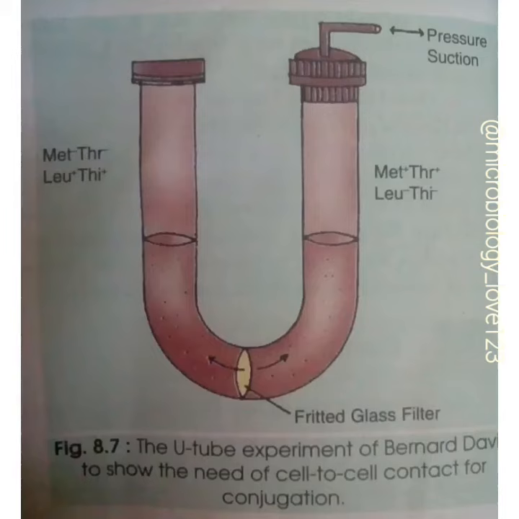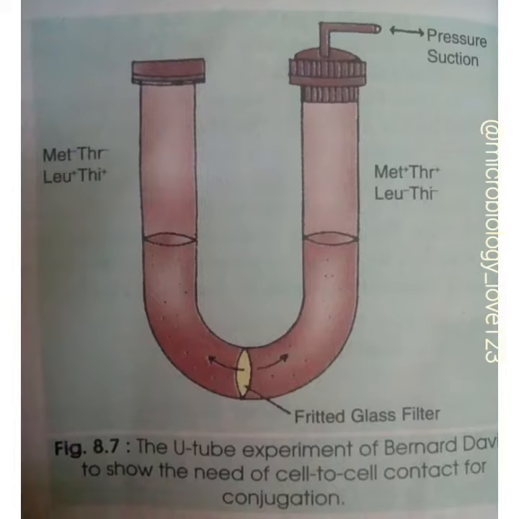Hello guys, so we're going to learn about an experiment that was performed by Bernard Davis to show that the cell-to-cell connection is necessary for bacterial conjugation. So let's get started. He prepared a glass tube and fused them at the base, so it finally formed a U-shaped structure.